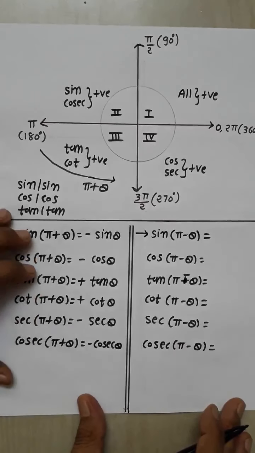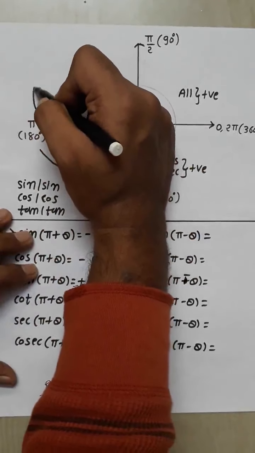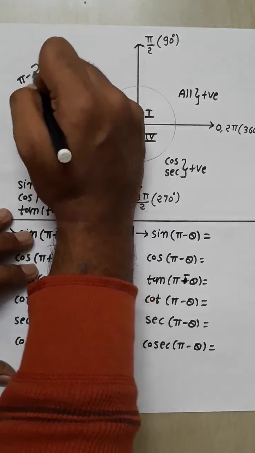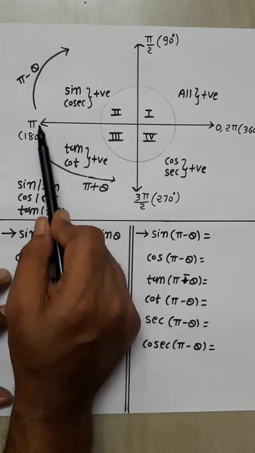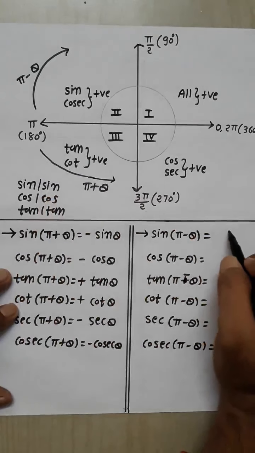So again here, sin(pi minus theta). Pi is present here and the minus form is present, so this value is present in the second quadrant. Now this pi is present on the x-axis, so we cannot change the position of the function.